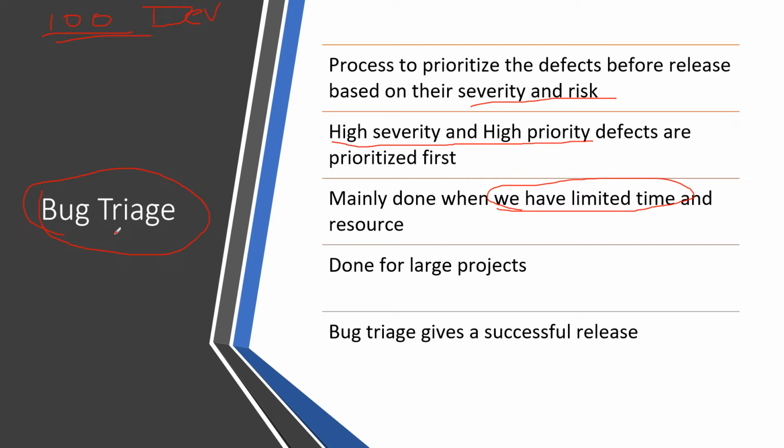In an interview, if they ask you, you have very little time and so many defects, what process would the people follow to fix the defects? At that time you should say they will conduct a bug triage meeting. It is done for larger projects. Obviously, larger projects will have a large count of defects, and triaging is important. Bug triaging will give you a successful release. This is a concept you need to know if asked in your interview.